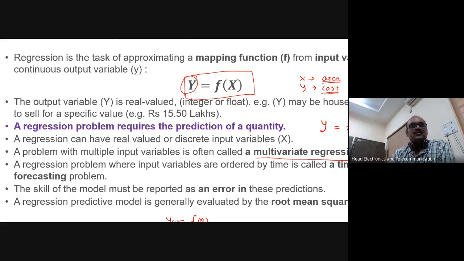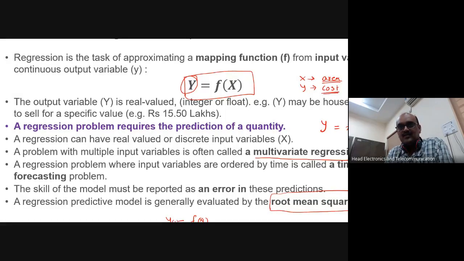The skill of the model must be reported as an error in these predictions. So when you design a regressor, how do you evaluate it? How is it performing? What is the performance measure of this regressor? It is evaluated mostly by a simple method called root mean squared error, RMSE, which is a measure of this error.